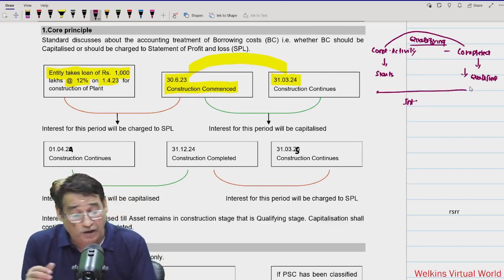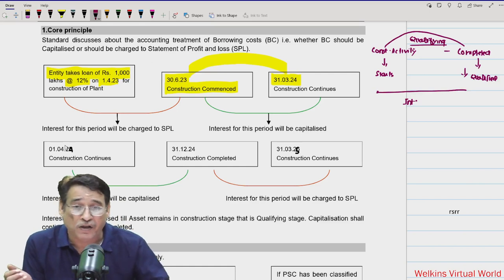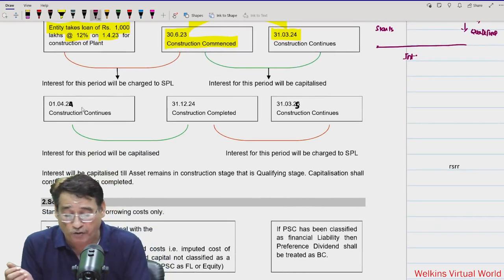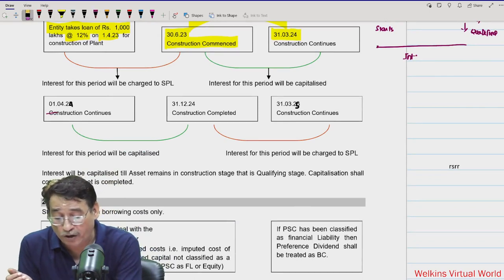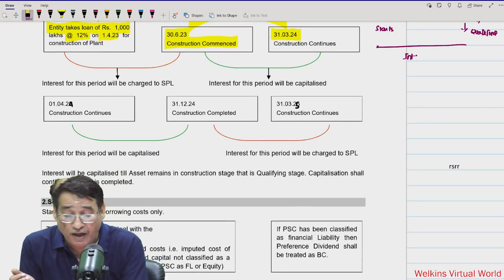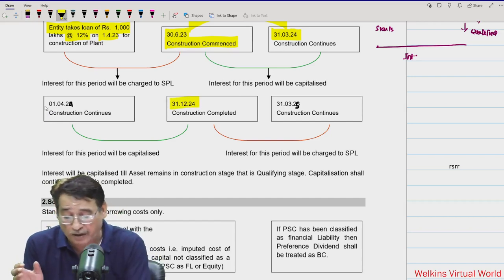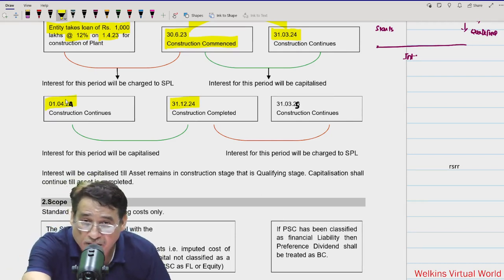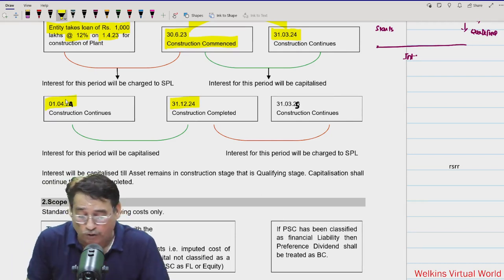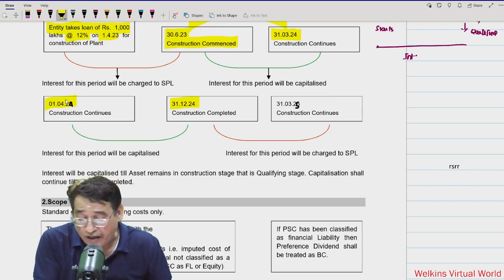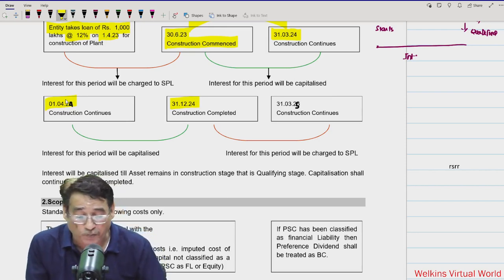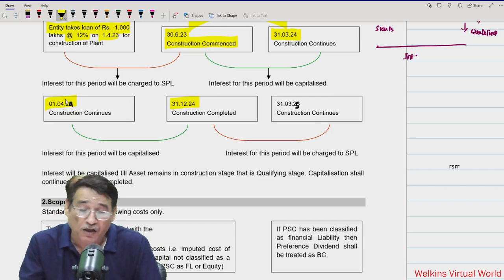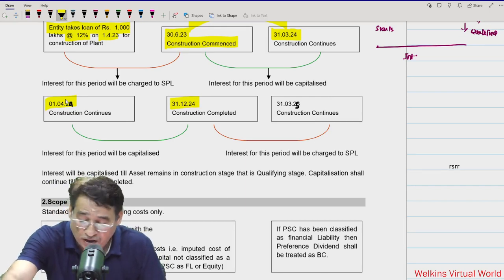Yes, absolutely clear. Now let us say the next year starts on 1/4/2024, and quite obviously the construction is still on, as I have already told you. And now when we reach 31st of 12 2024, that means the next year begins on 1/4/2024, correct? Next year begins on 1/4/2024, and as you can see, that interest for this particular period will be charged.